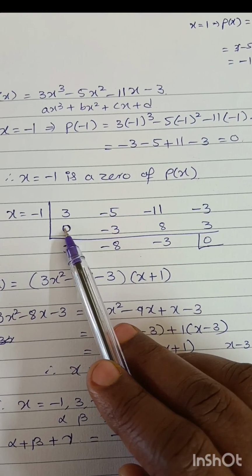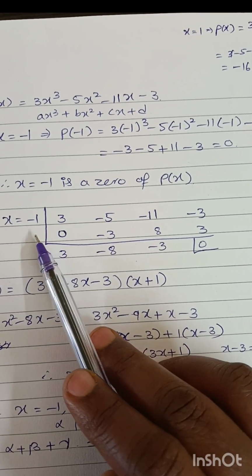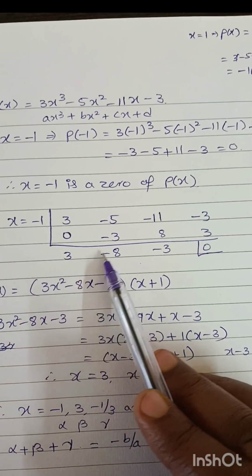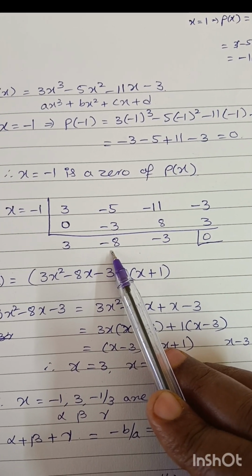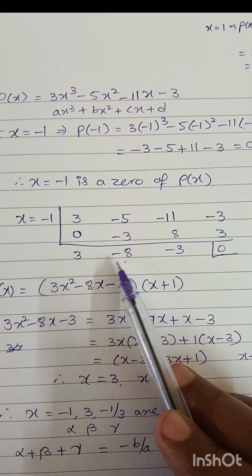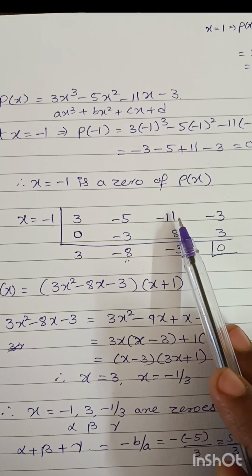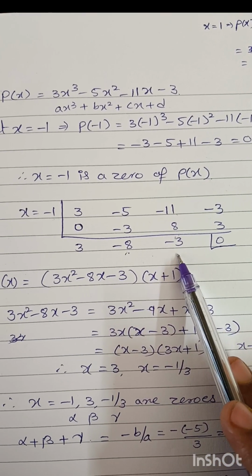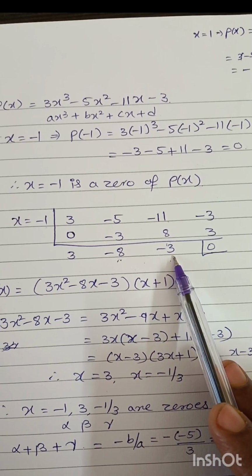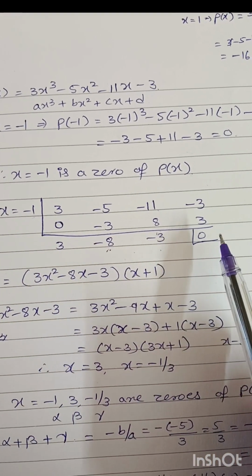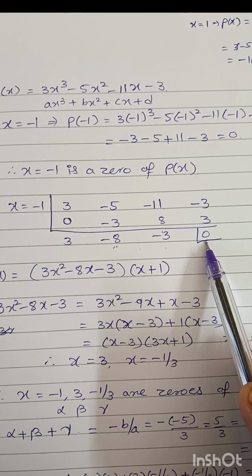Take the first term down, 3 plus 0 is 3. Next, minus 1 into 3 is minus 3, minus 5 minus 3 is minus 8. Next, minus 1 into minus 8, minus into minus is plus, 8. Minus 11 plus 8 equal to minus 3. Minus 1 into minus 3, minus into minus is plus, 3. So minus 3 plus 3 equal to 0.